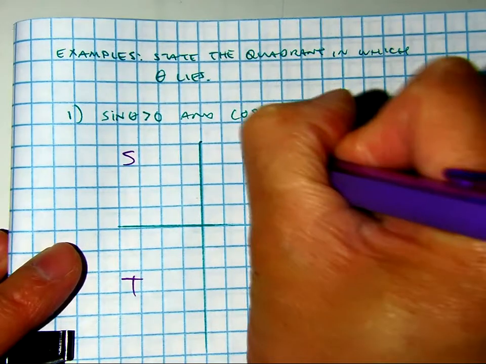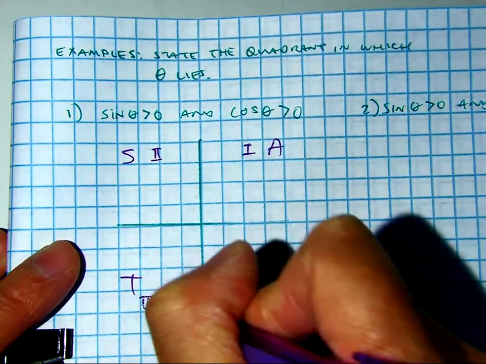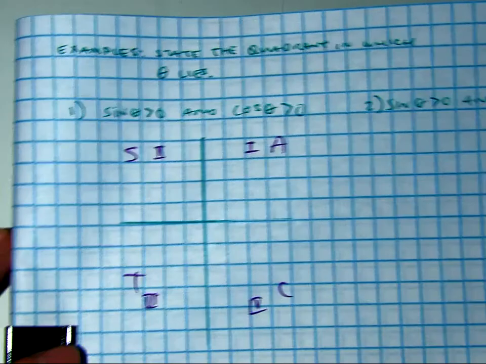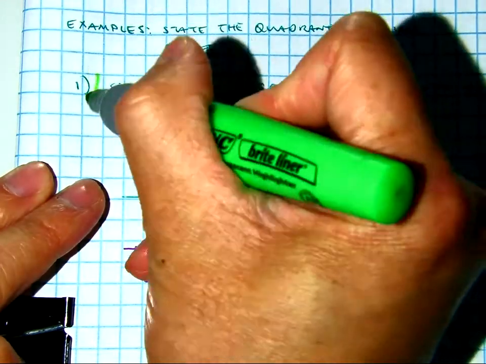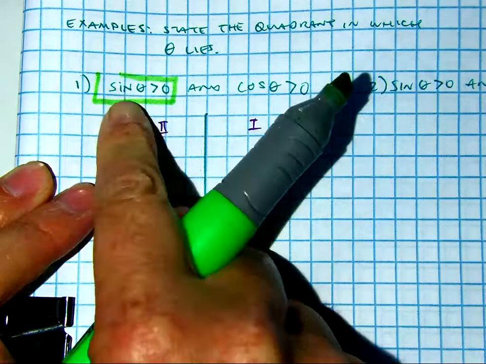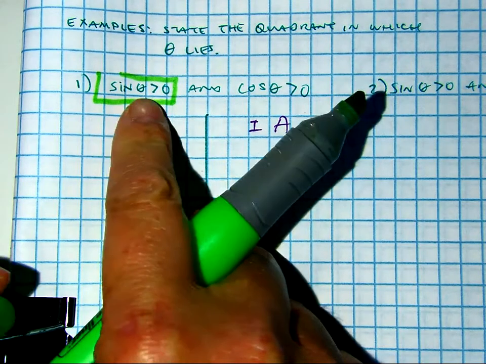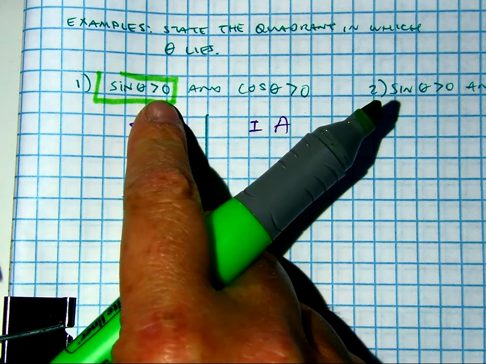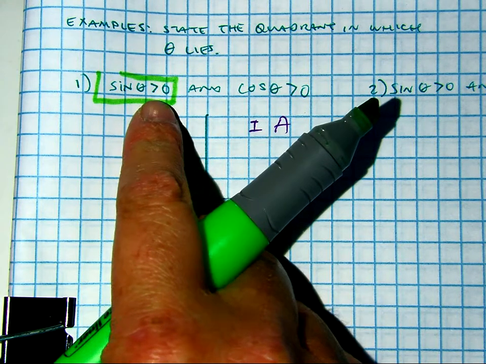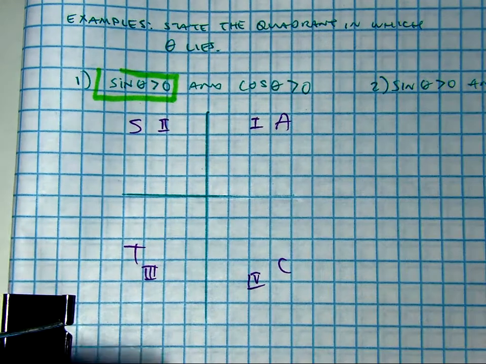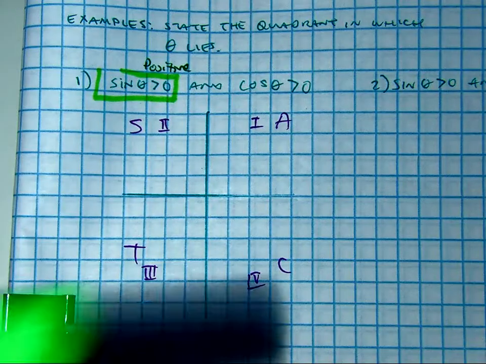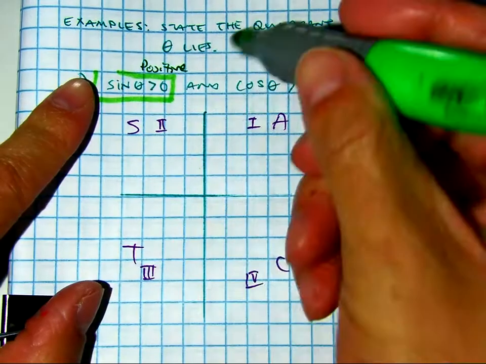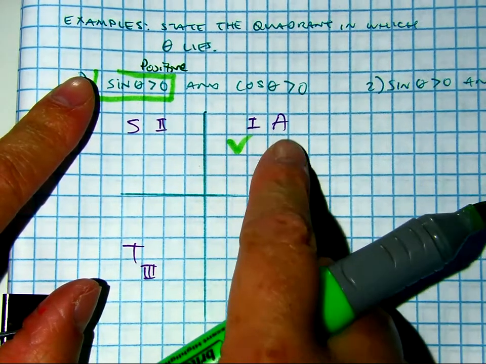So here we're in quadrant 1, 2, 3, and 4. Now that acronym tells you where it's positive. Here, this one says sine of theta is greater than 0. Anything that's greater than 0, think of your bank account. You want your bank account to be greater than 0. That's just a fancy way of saying positive. Positive. So where is sine positive? Sine is positive here because that's where all of them are positive.